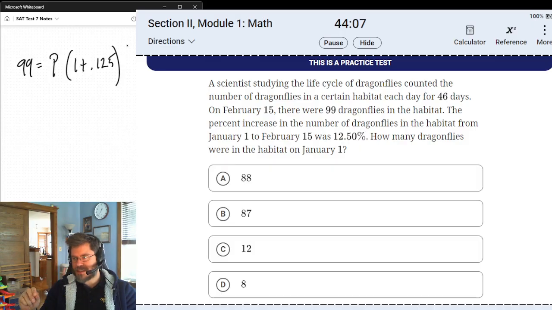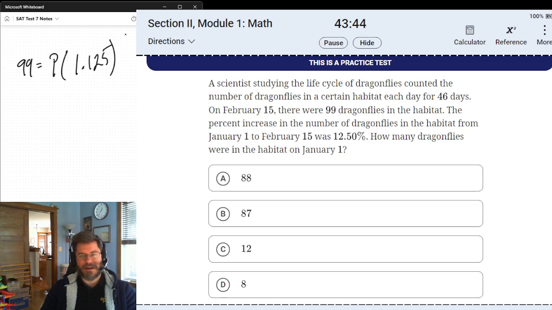The percent increase from that to 15th. Oh, that's not a daily increase. I'm thinking of this as a daily increase of 12.5%, so that's not correct. It is the total increase. So we don't have an exponent here. This is just 1.125 the first. Like we don't have an x here.